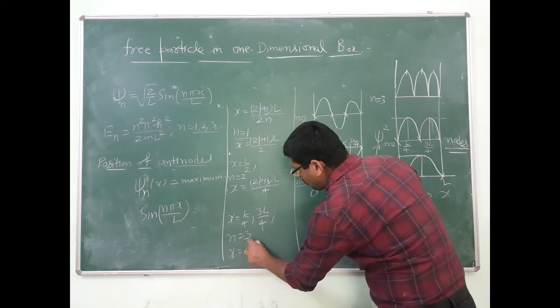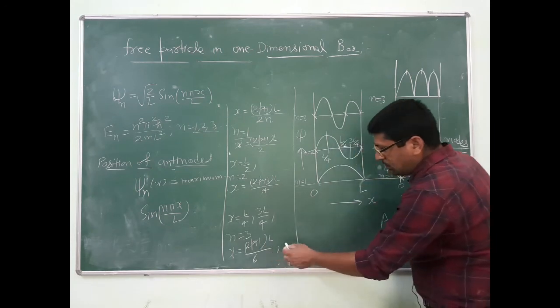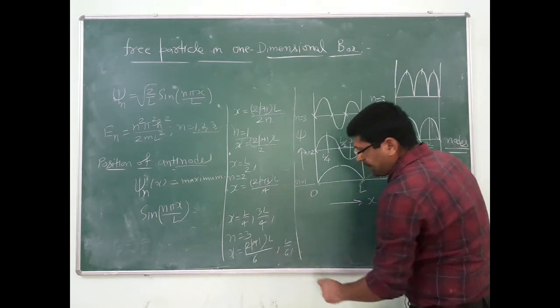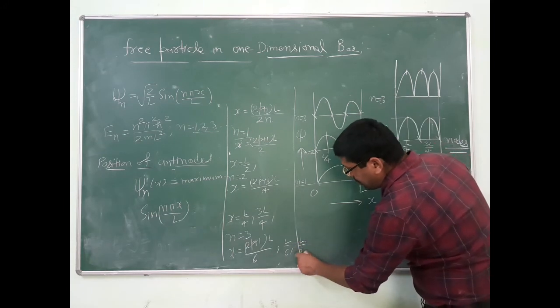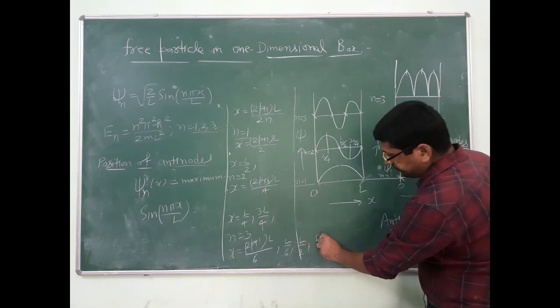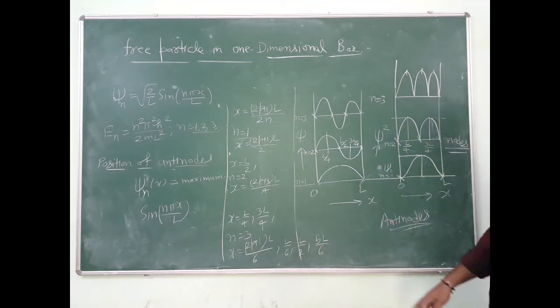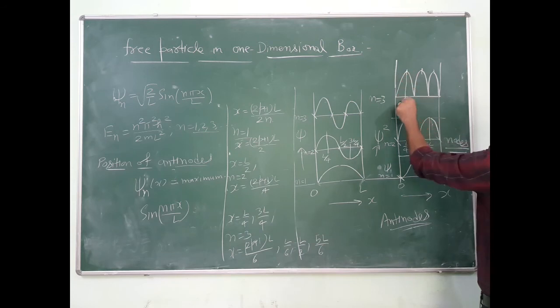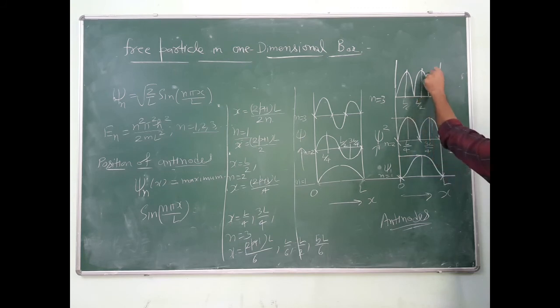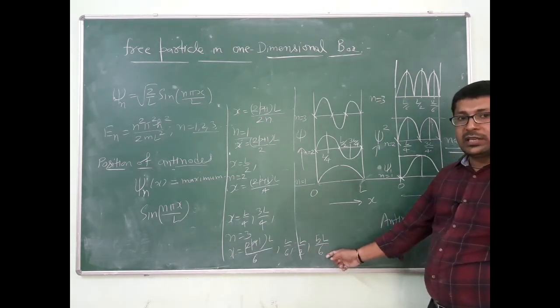There x will be (2p plus 1) L over 6. So again, when p is 0, the position is L by 6. When p is equal to 1, the position is L by 2. When p is equal to 2, the position is 5L by 6. So there are three positions: one is L by 6, then the other is at L by 2, then the third one is 5L by 6. So for n is equal to 3, there are three antinodes.